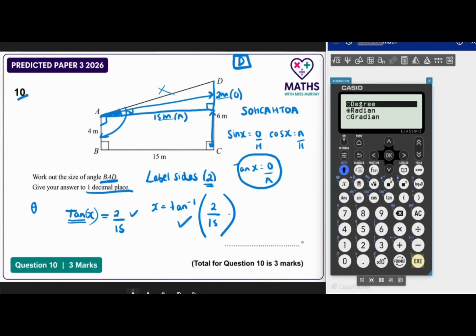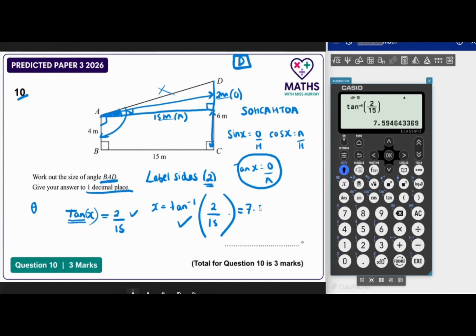So I need to go back in and change that. See now mine's in radians. So make sure your calculator is in degrees. Then I'm going to press enter again, and you'll see it now gives me an answer that looks more reasonable. So please make sure you check before your exam that your calculator is in degrees, and it has that little D at the top there, and it wants me to give my answer to 1 decimal place.